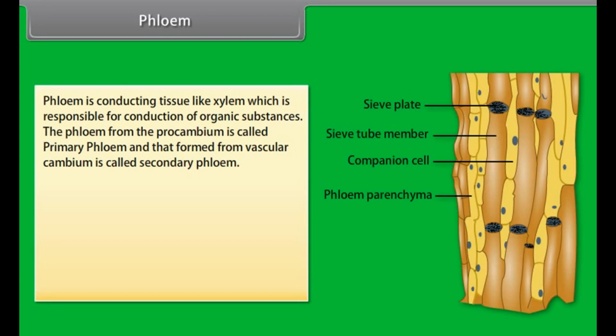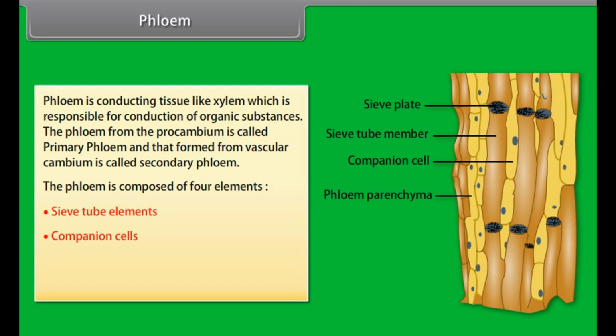Phloem. Phloem is conducting tissue, like xylem, which is responsible for conduction of organic substances. The phloem from the procambium is called primary phloem, and that formed from vascular cambium is called secondary phloem. The phloem is composed of 4 elements: sieve tube elements, companion cells, phloem parenchyma, and phloem fibers.